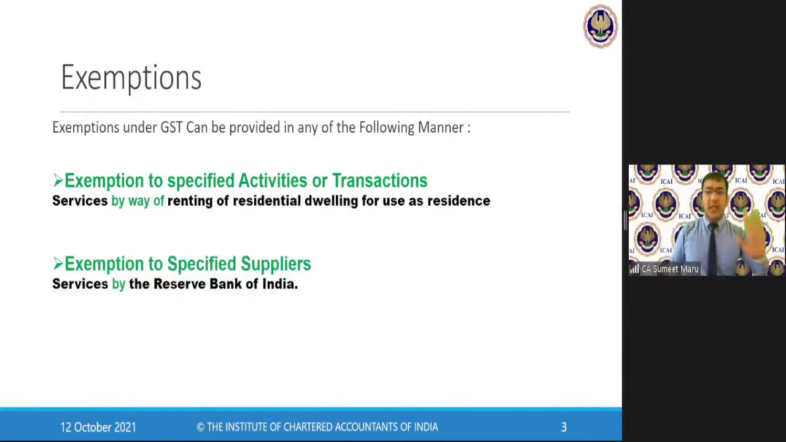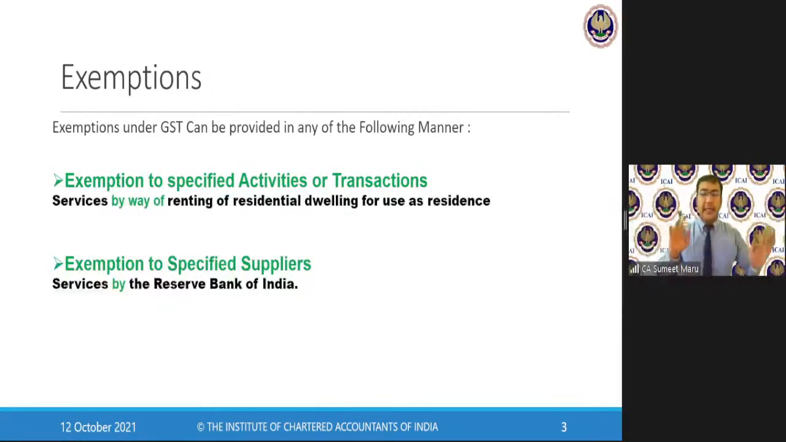Okay. Firstly, exemption. Now, just imagine you are sitting in the hall of government people, all the GST Council is in front of you, and they are just about to give a new exemption. How can this new exemption be given? First point, exemption to specified activities or transactions. The exemption can be given to certain specified activities or certain specified transactions itself. The Council may say, okay, from today, certain XYZ, ABCD activities or ABCD transactions are exempt. This is the first manner of exemption. Just an example which I have taken here: services by way of renting residential dwelling for use as a residence.